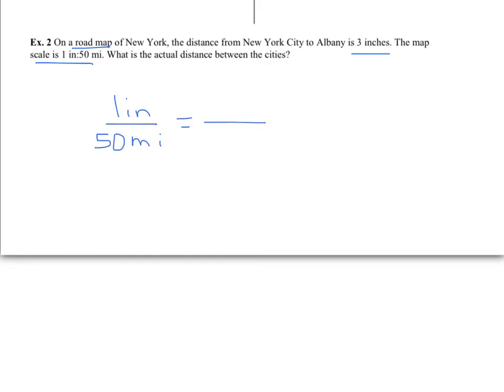If it says on the map, this is the map distance, so I'm going to put that on top. A couple of ways that I know that goes on top: one, they're both in inches, and two, you always do your map to actual, just like we did on the examples in example 1. The map is your scale, and then the actual is how far you actually have to drive. So what is the actual distance between the two cities?